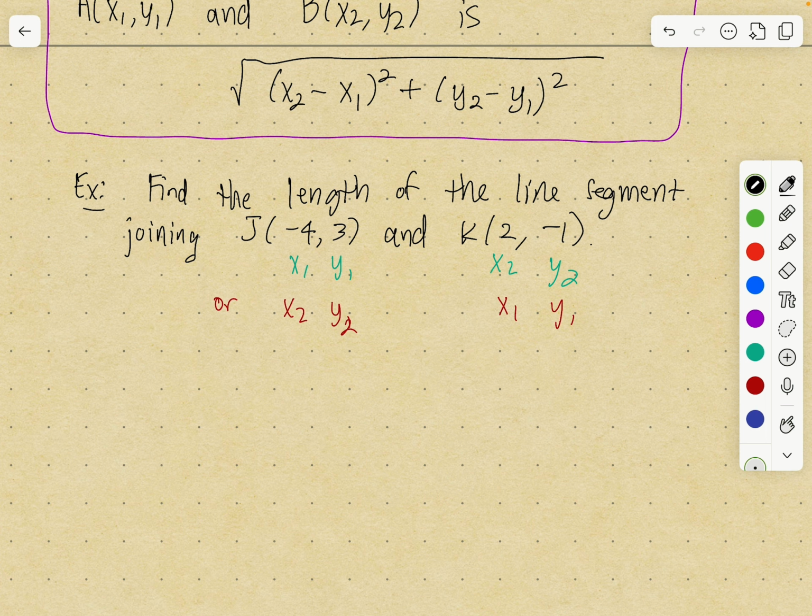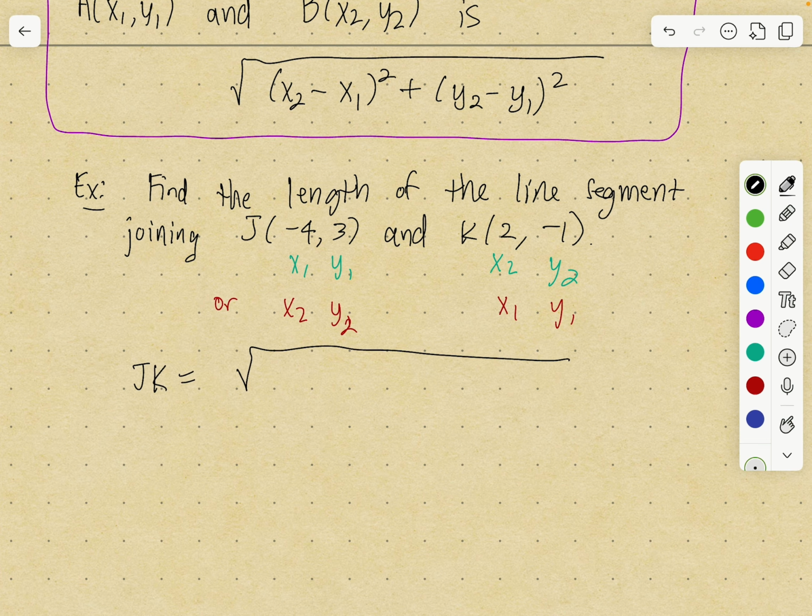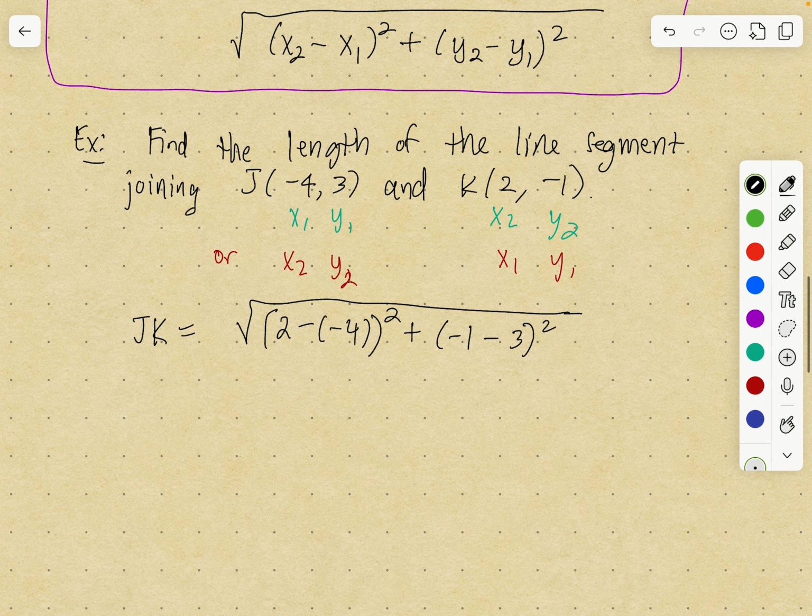because J came first. So then the distance JK is equal to the square root of x2, that's 2, minus x1, that's negative 4. And now this whole thing is in parentheses, squared, plus, and then y2 is negative 1, and then y1 is 3. And then you square that. What is this equal to? It's the square root of 2 minus negative 4 is 6. 6 squared is 36. And then negative 1 minus 3 is negative 4. Negative 4 squared is 16. Square root of 36 plus 16 is 52.